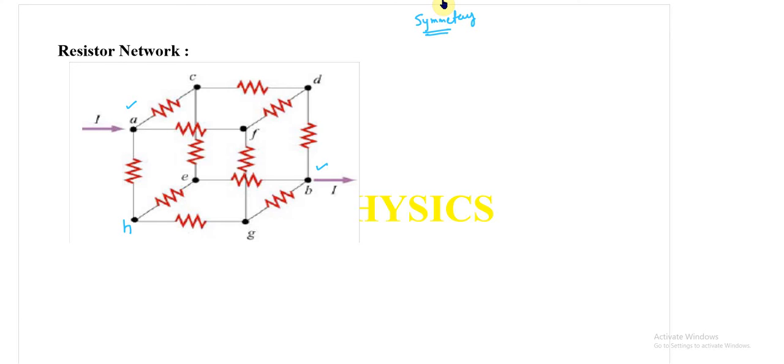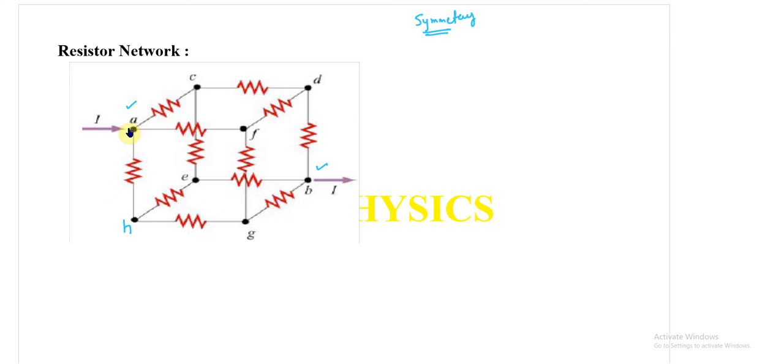See here. When the current reaches point A, the current will see three identical sides. Which three are identical? A to C, A to F, and A to H. Why are these all identical? Because ultimately the current has to reach point B. If it goes from A, C, D, B, or A, C, E, B, ultimately it has to travel through three wires.